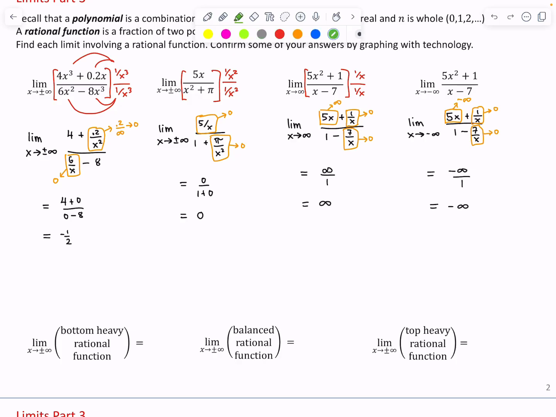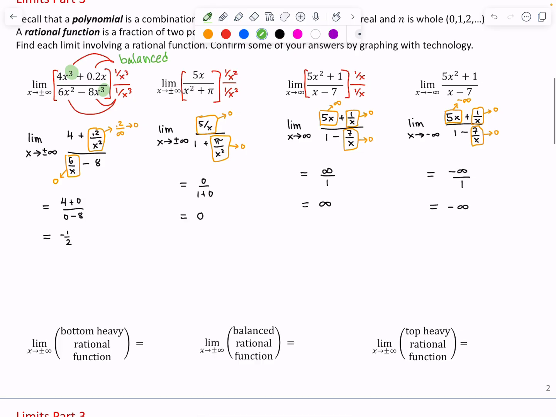This first rational function was a degree 3 divided by a degree 3. I call this a balanced rational function. The second example was a degree 1 over a degree 2. This is bottom heavy, meaning the degree of the denominator is more than the degree of the numerator. And in this third case, we had a degree 2 divided by a degree 1. I refer to this as top heavy because the degree of the numerator is more than the degree of the denominator. Now it turns out that if you ever have a bottom heavy rational function and you do a limit as x approaches positive or negative infinity, that limit will be 0.